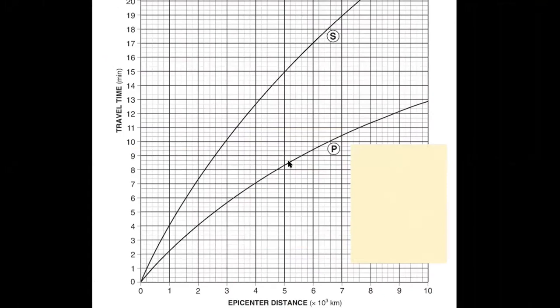So if you kind of pick, let's do a random spot here in time, let's say in 10 minutes. 10 minutes is a nice round number. In 10 minutes, how far does a P wave go? And so you go all the way across and you stop when you hit that curve. And the same for the S wave curve. So you've got two different points here. I'm going to look at them individually. But let's do the 10 minutes.